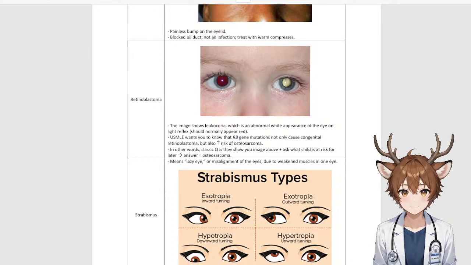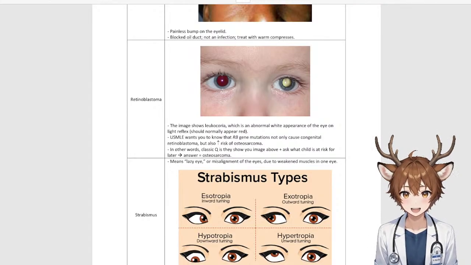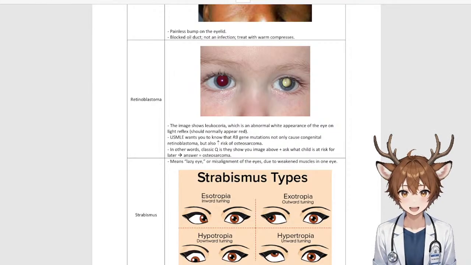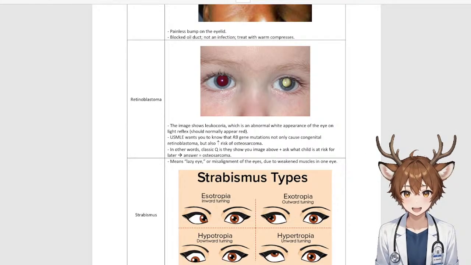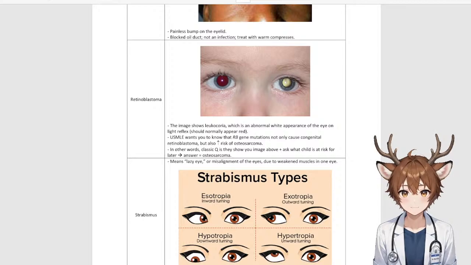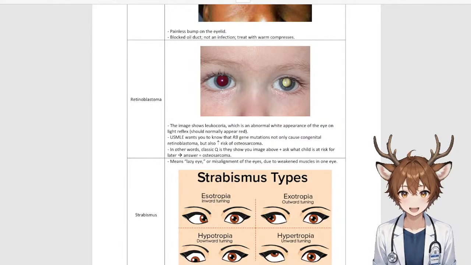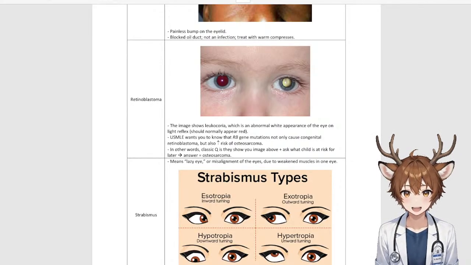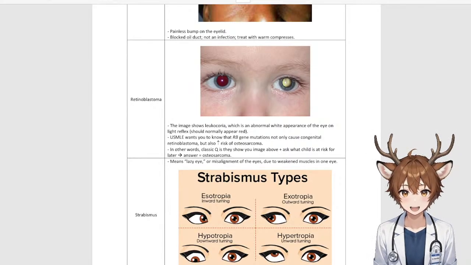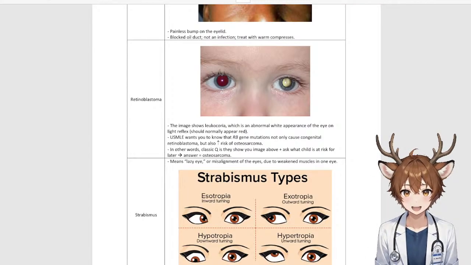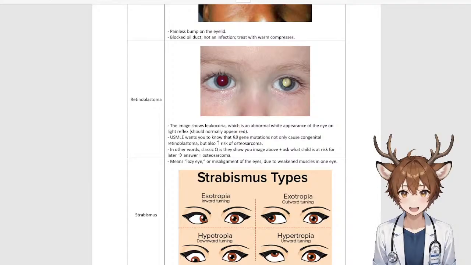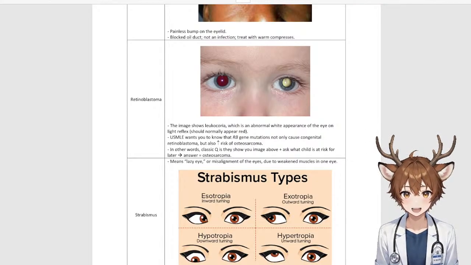USMLE wants you to know that the RB gene, retinoblastoma gene, that's why it's called RB gene, mutation does not only cause congenital retinoblastoma, but also elevates the risk of osteosarcoma. In other words, a classic question is that they show you an image above, plus they ask you the child is at elevated risk for what, and the answer should be osteosarcoma. So something to be aware of.